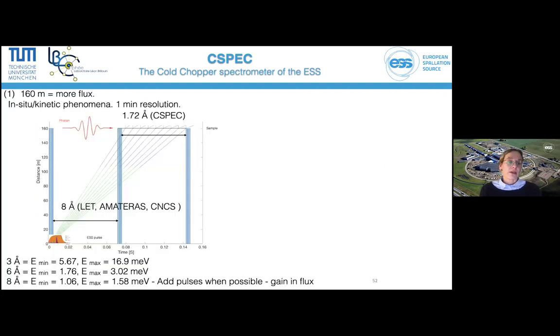The way that we work is we expect to have significantly more flux beyond the extra flux provided by the ESS, but we intend to add up a number of pulses. What I show here is a time distance diagram. Essentially what this does is we have lots of different wavelengths that are very close in energy beside each other, and then we add them up when possible to gain flux.